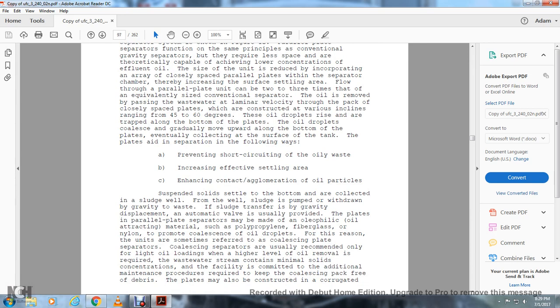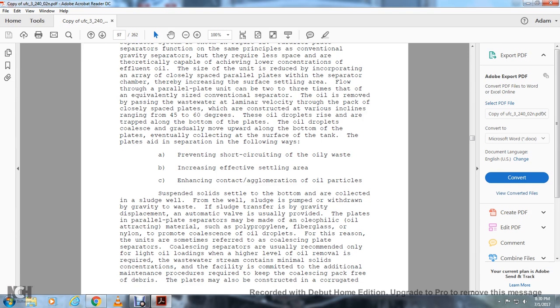Suspended solids settle to the bottom and are collected in the sludge well. From the well, the sludge is pumped or withdrawn by gravity to waste. The sludge transfers by gravity, usually with an automatic valve. The plates of parallel plate separators may be made of oleophilic or oil-attracting materials such as polypropylene, fiberglass, or nylon to promote coalescing of the oil droplets. For this reason, the units are sometimes referred to as coalescing plate separators.